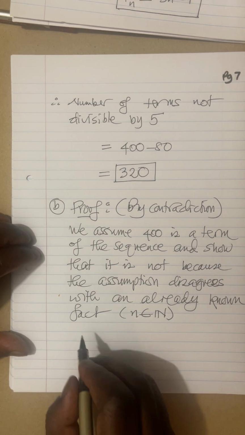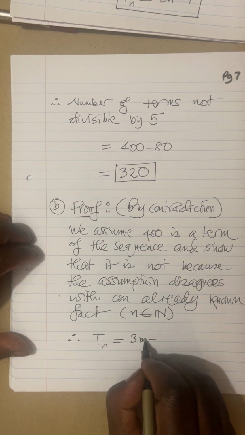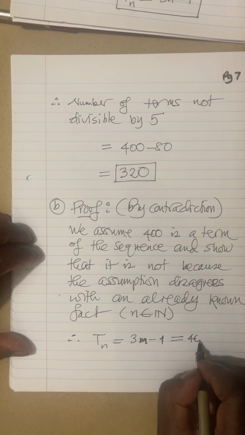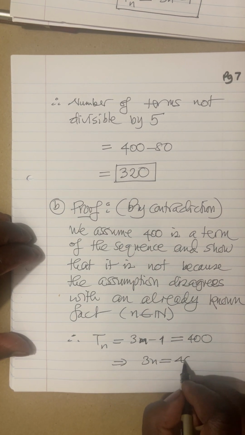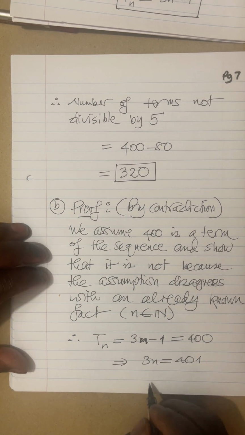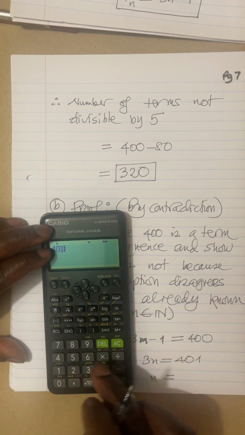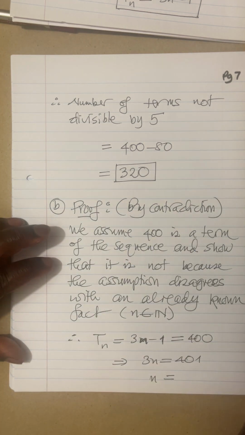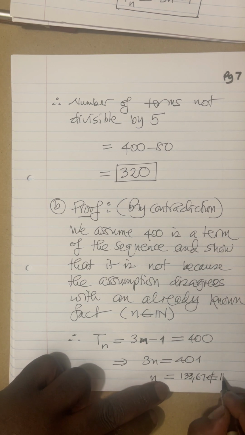So let's see. Therefore, we know that t subscript n, we found it as 3n minus 1. Because we're assuming 400 is a term, we equate this to 400. And what do we get? We get 3n equals 401 if you add 1 on both sides. And what is n equal to? Divide by 3 both sides. 401 divided by 3. My calculator says 133.67. And you see that this is not a natural number.